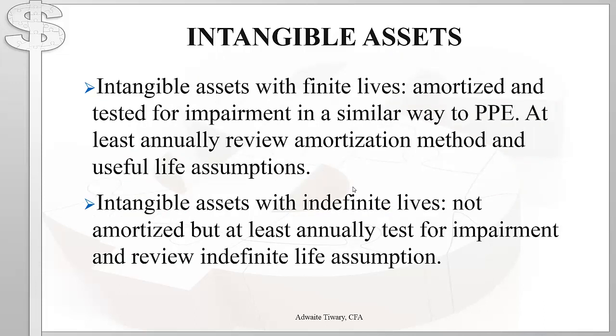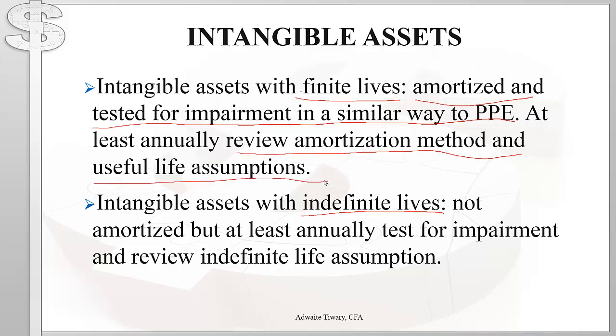Now, how the intangible assets are reported in the balance sheet is influenced by whether they have finite lives or indefinite lives. If the intangible assets have finite lives, then they're amortized and tested for impairment, just as what we do to plant, property, and equipment. And at least every year, we have to review the amortization method and review whether the useful life assumption is still valid.